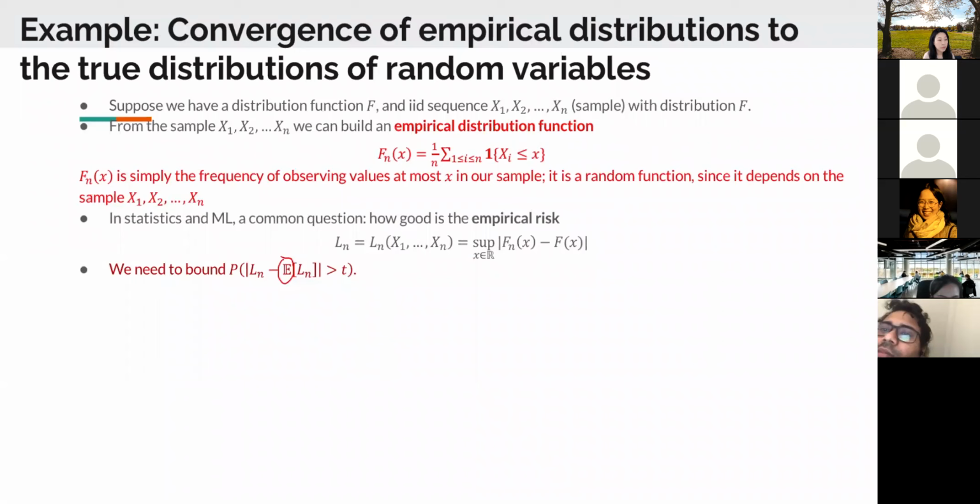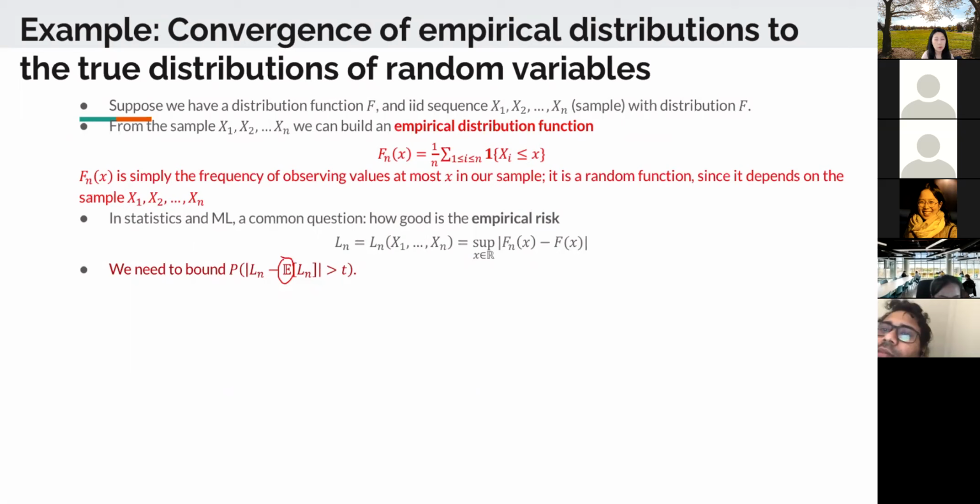Laura asked a question: are there different metrics for empirical risk, or is that the definitive way to measure it? I think there might be other ways of defining empirical risk. Here I'm just using a very simple example.